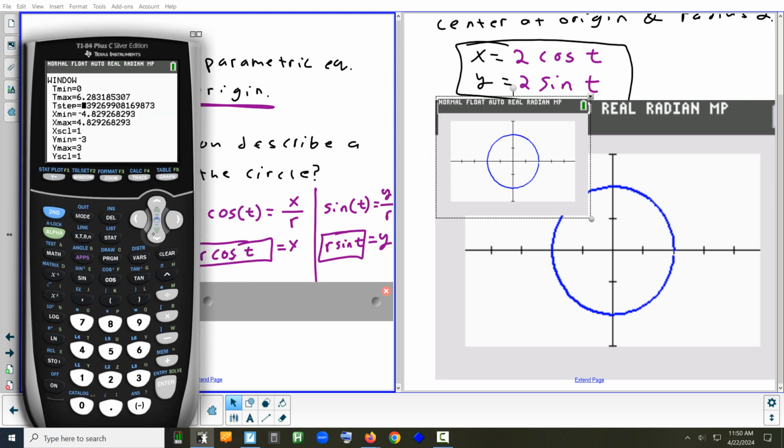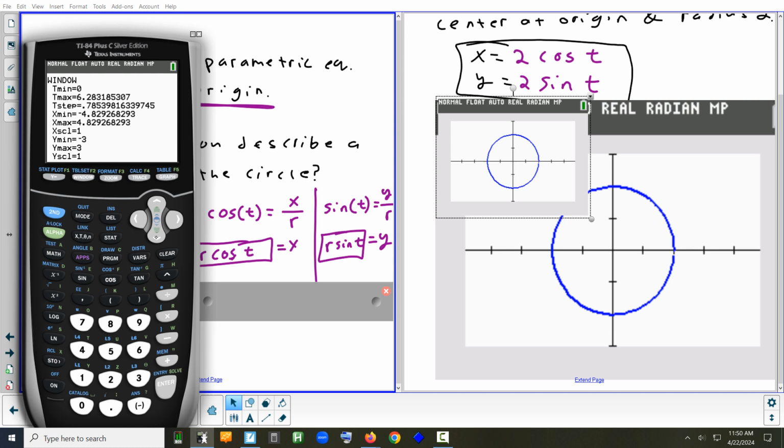Actually, I think I meant pi divided by 4. That's what I meant. Now you can tell it's an octagon. All right. So if you don't do enough points, it just starts to look more blocky. Any question on it?